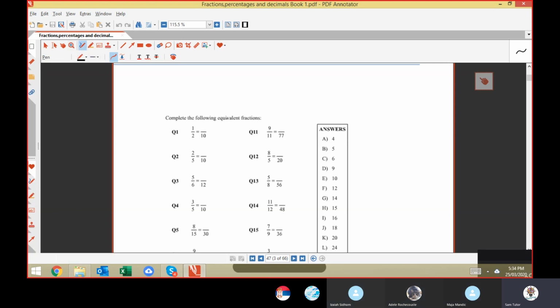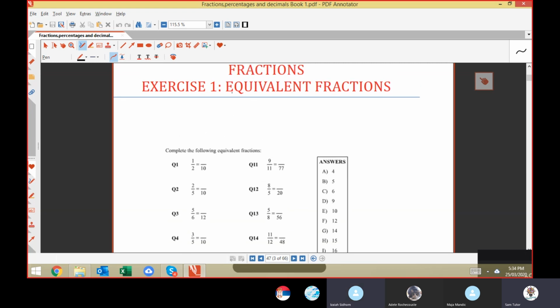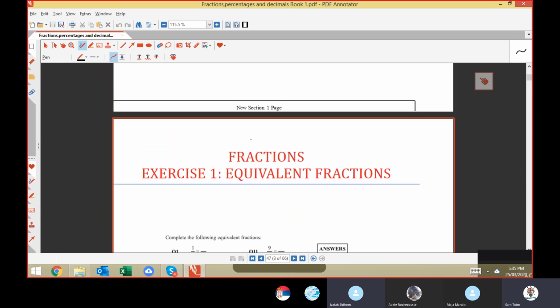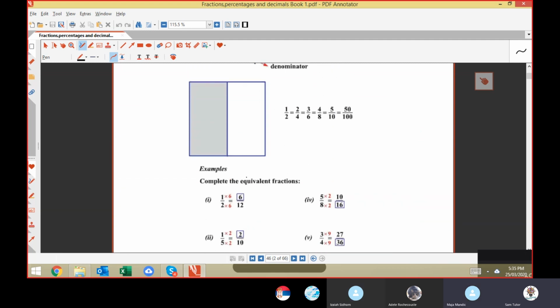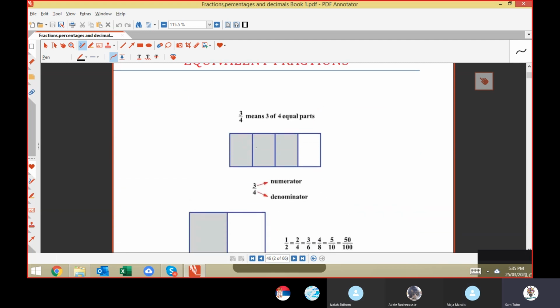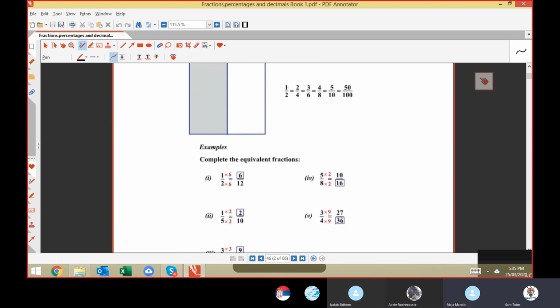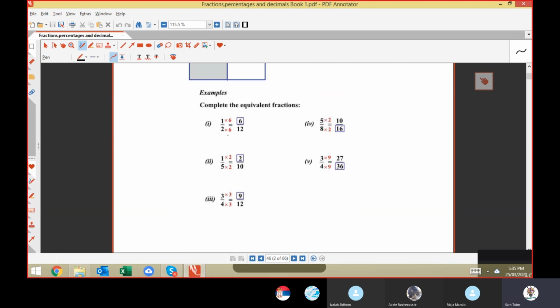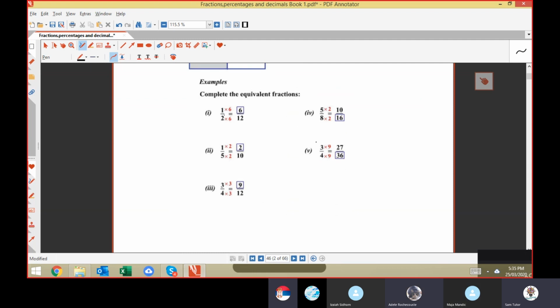All right. So the first thing we're going to do is equivalent fractions. For fractions to be equivalent, the numerator and the denominator need to be multiplied by the same number. So if I've got 1 over 2 and it becomes something over 12, how do I make a 2 into a 12? You would times it by 6. And then you times the top one by 6 and it becomes 6 over 12. Make sense? Yeah.